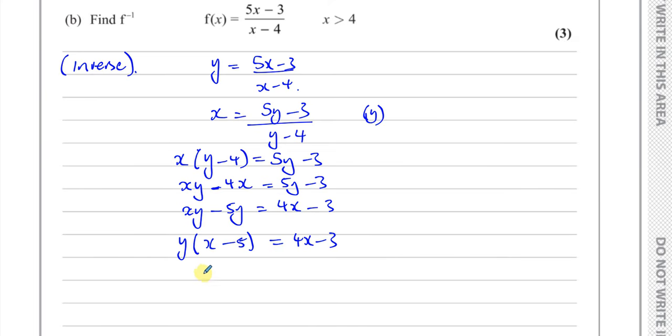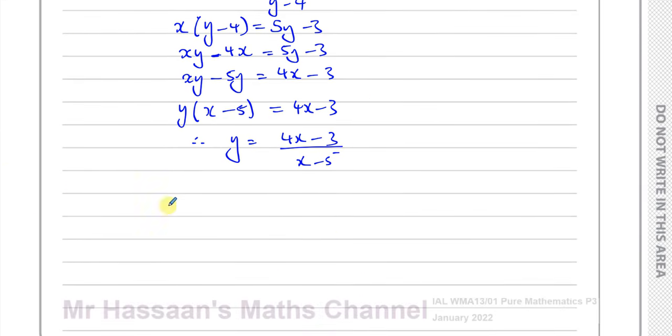So therefore I can say y is equal to 4x minus 3 over x minus 5. So that is the form of the inverse function. So I can say that the inverse function is equal to 4x minus 3 over x minus 5.